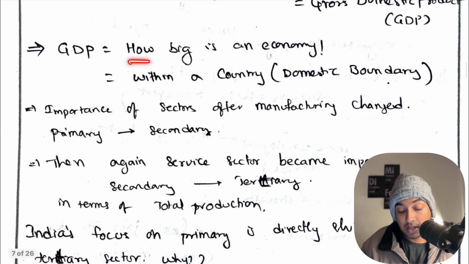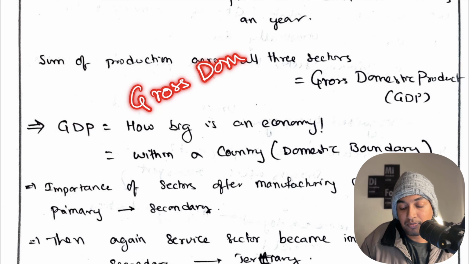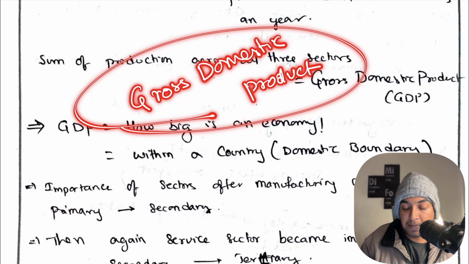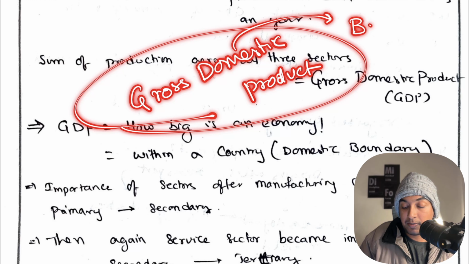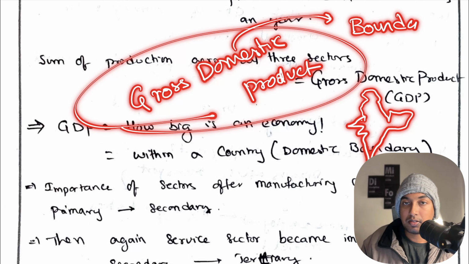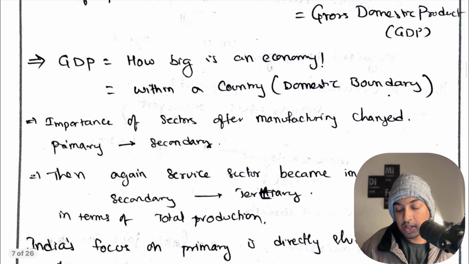GDP tells us how big an economy is within a country. I am talking about gross domestic product, not something else. Domestic means it is about the boundary. Whatever the Indian boundary is, that is what we'll be discussing here. I hope you understood. It is within a country.